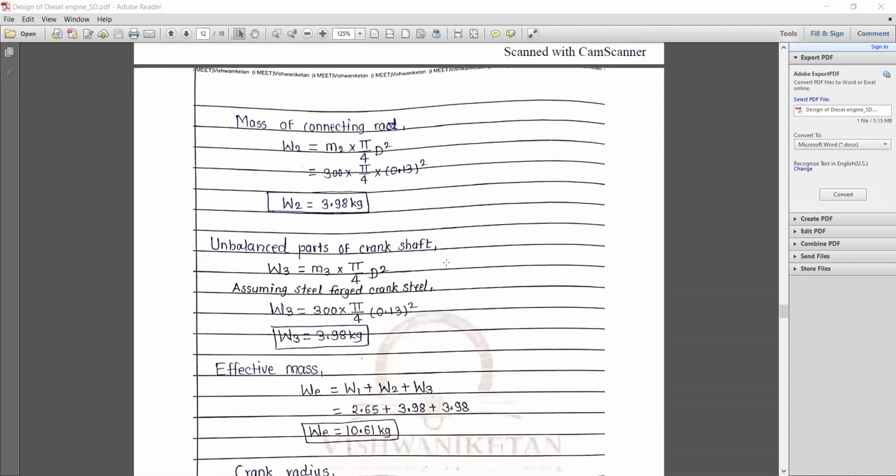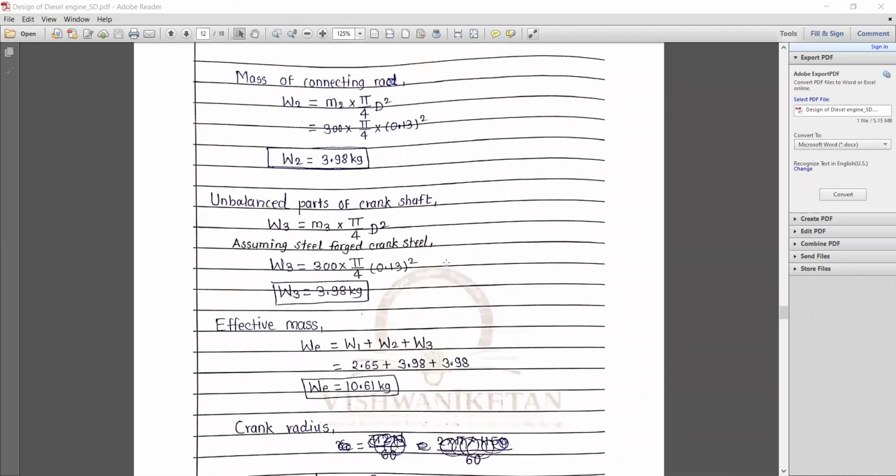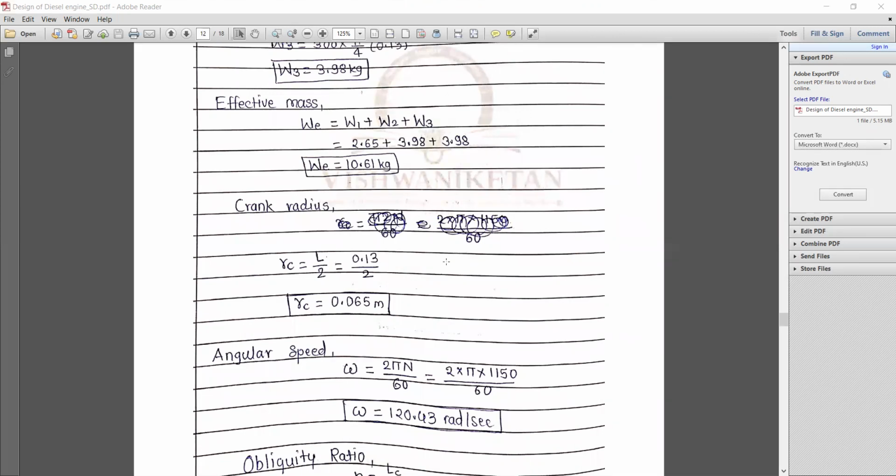Then the mass of the connecting rod is M2 into pi by 4 D square. Here the value of M2 is equal to 300. Similarly, the mass of the connecting rod W2 is equal to 3.98 kg. Then the unbalanced parts of the crankshaft, W3, is M3 into pi by 4 D square. As we have considered a forged crank steel, M3 is equal to 300. Similarly, W3 is equal to 3.98 kg. Now the effective mass, the addition of these three masses, is equal to 10.61 kg.